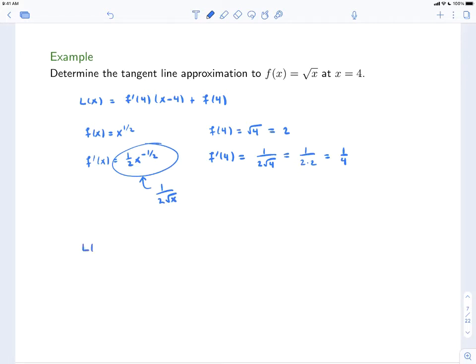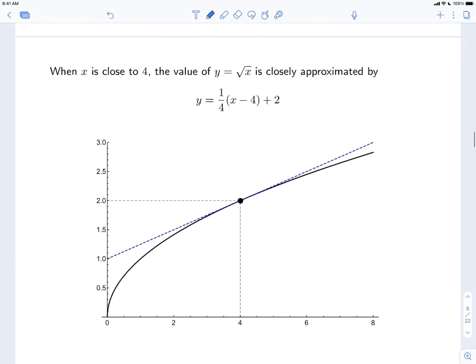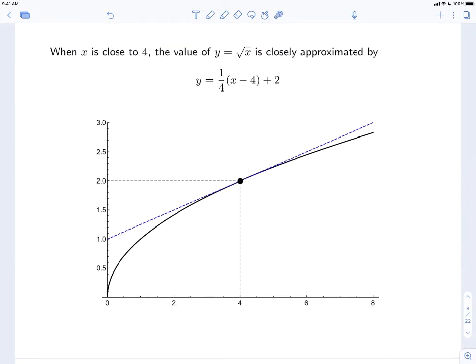So L at x is equal to f prime of 4, which is 1/4, times x minus 4 plus f at 4, which is 2. And this is our tangent line approximation to the square root of x at x equals 4. When x is close to 4, the value of the square root of x is approximately equal to the value of this linearization, which is 1/4 times x minus 4 plus 2.